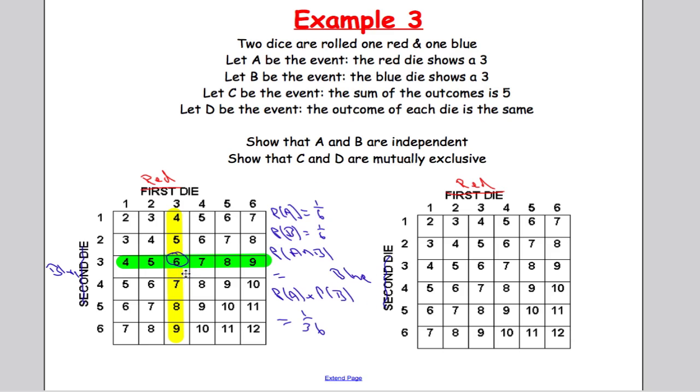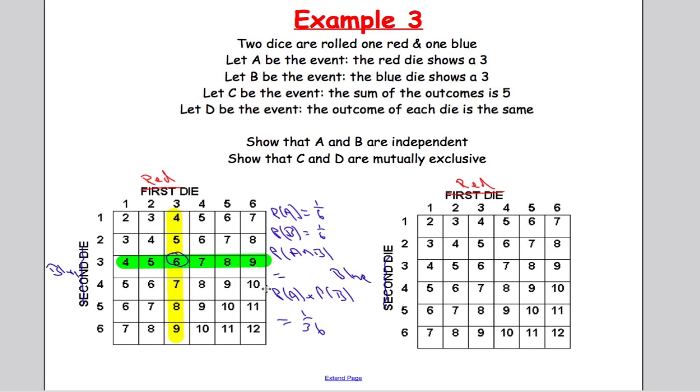Is that the case? Well, what's the probability that we get a 3 on the red and a 3 on the blue? It's 1 out of 36. Therefore, the two must be independent, and you can clearly see that because the two highlighted areas overlap at one spot. There's one spot out of 36, so it's 1 out of 36. Because this is true, that means that it's independent.